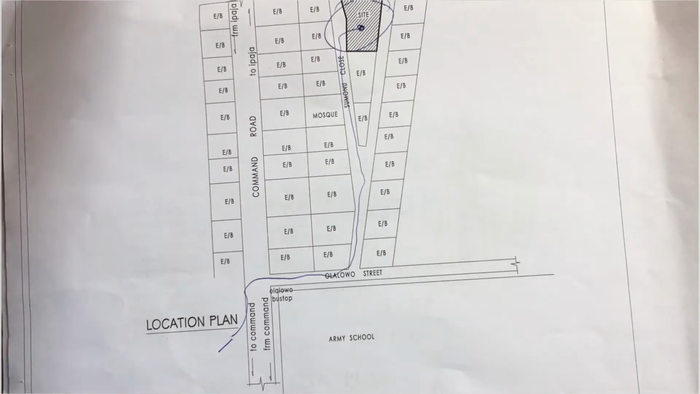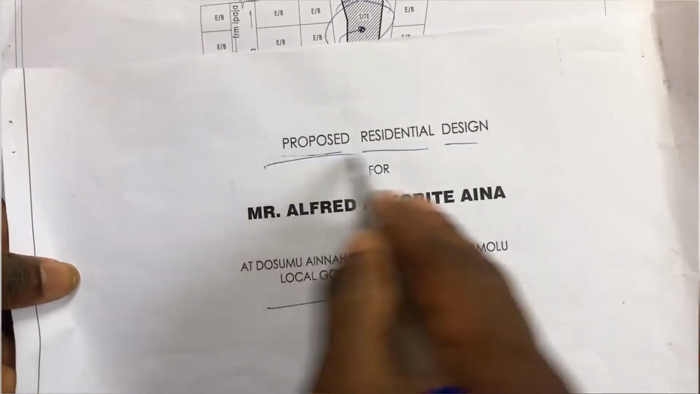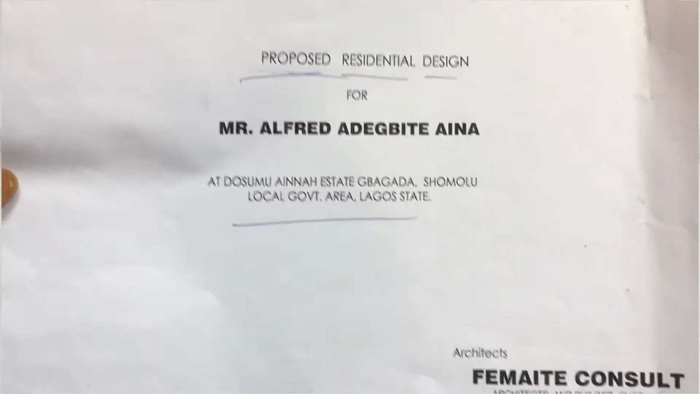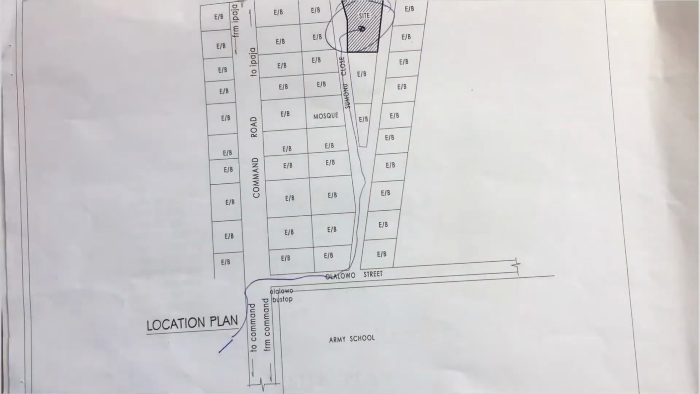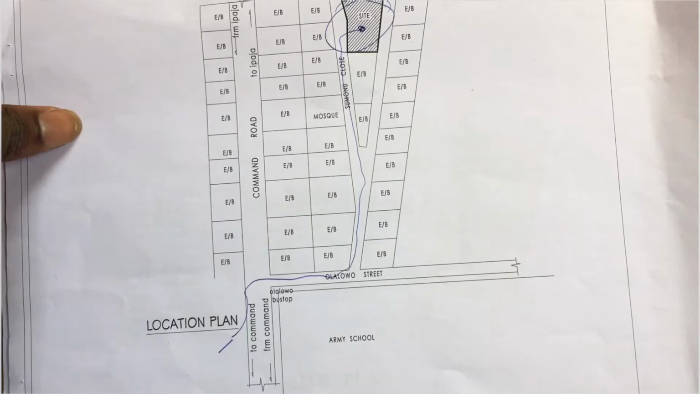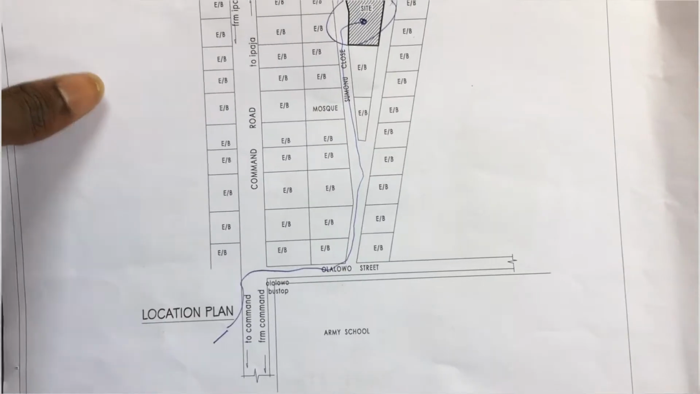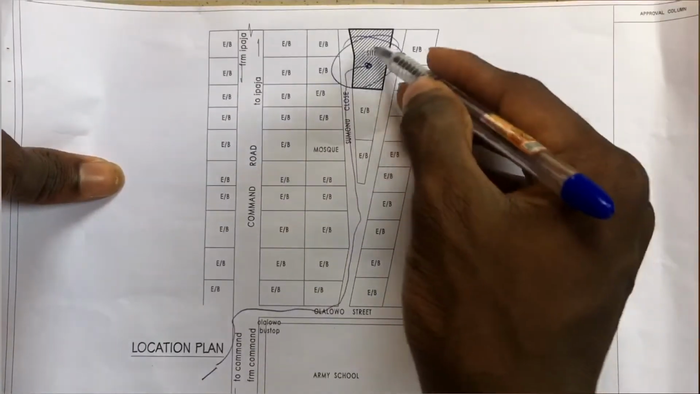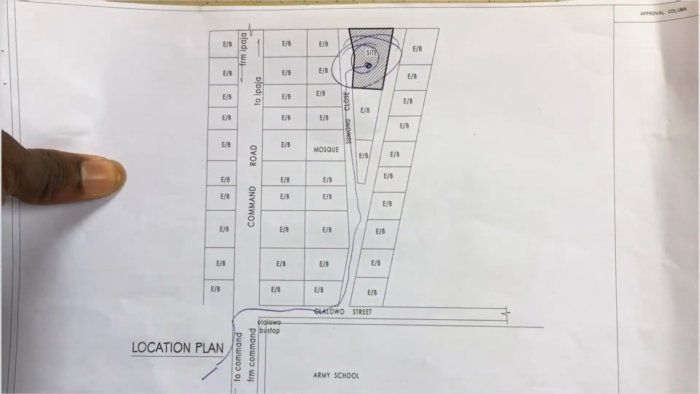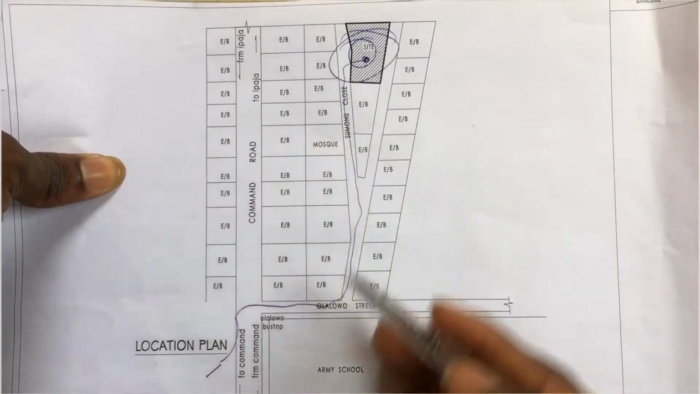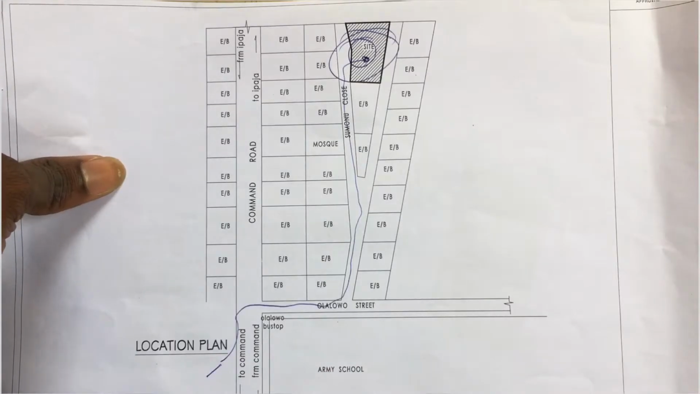The first thing you have on your drawing is the front page, where you have the proposed residential design, the name of the client, and the location. That is what you need to have on the first page. The second page is the location map. The location map is for anyone to be able to locate where your site is situated, so I can get to the site by looking at the location plan.